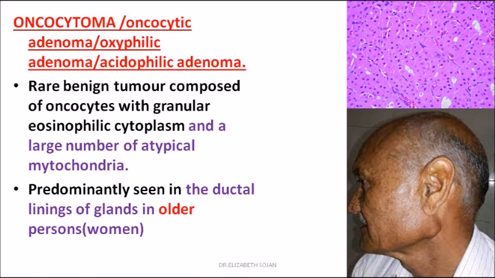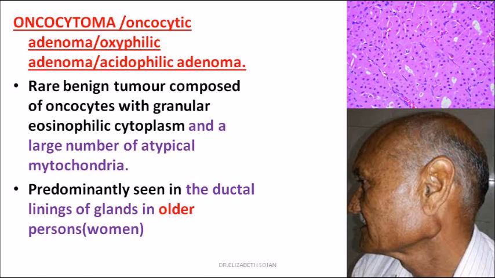So what are oncocytes? They are larger, granular, eosinophilic cells with cytoplasm and a large number of atypical mitochondria within them. As you all know, normally a cell will contain mitochondria, rough endoplasmic reticulum, and a nucleus. All these are the normal parts of a cell. But in oncocytes, the number of mitochondria is very high. That is a characteristic feature of oncocytes.